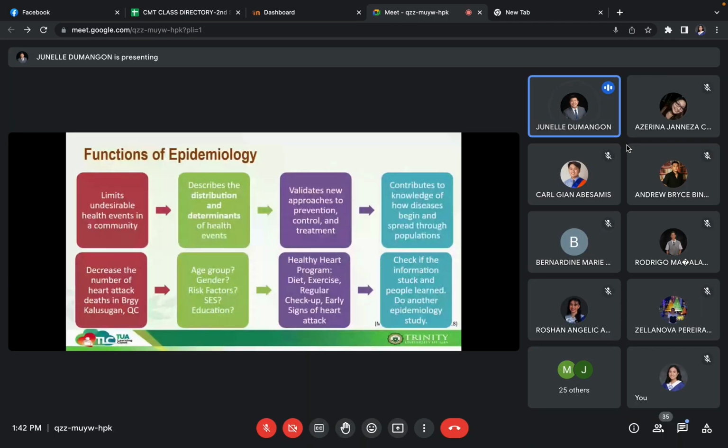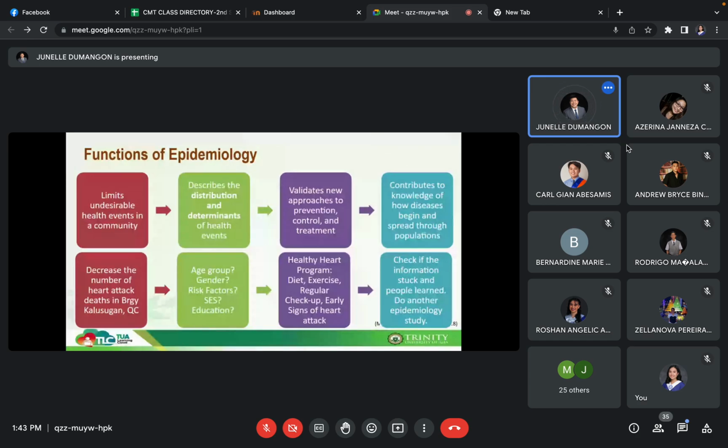And there you go. So here is my example in order for you to understand how epidemiology helps us control certain diseases or health-related events. Let's say we want to limit undesirable health events in a community, and our chosen disease is the number of heart attack deaths in Barangay Kalusugan, Quezon City. So let's say that that is our target. We want to decrease the number of people dying from heart attack in Barangay Kalusugan, Quezon City.